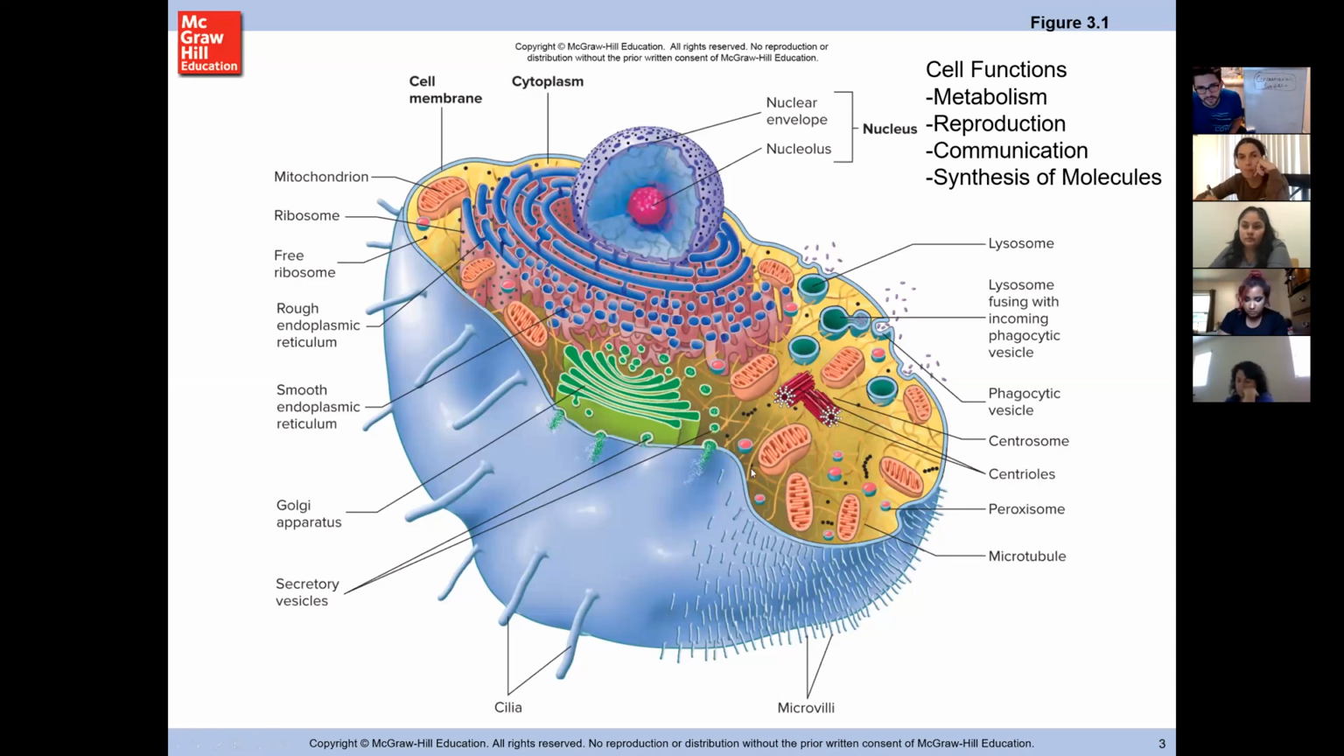Okay, so the cell membrane is nice because it's important for helping control these concentration gradients. These little sticky outy bits, these cilia and microvilli, there's a couple instances where we've seen these. So remember, cilia are little hair-like extensions that don't contain any components of the inside of the cell.